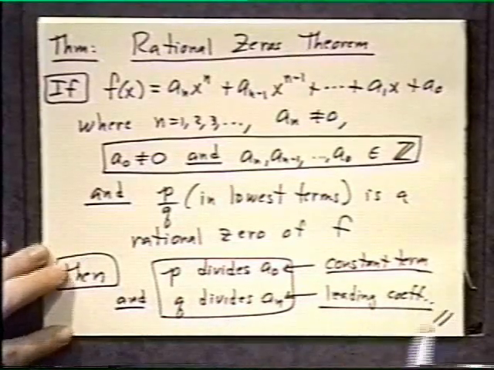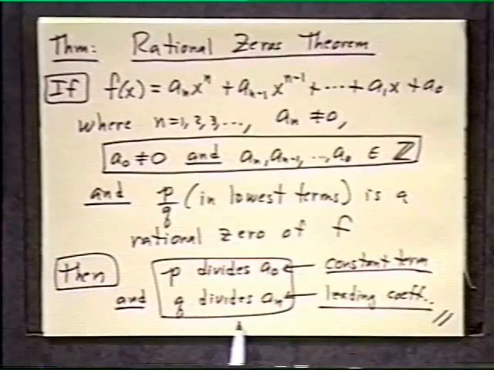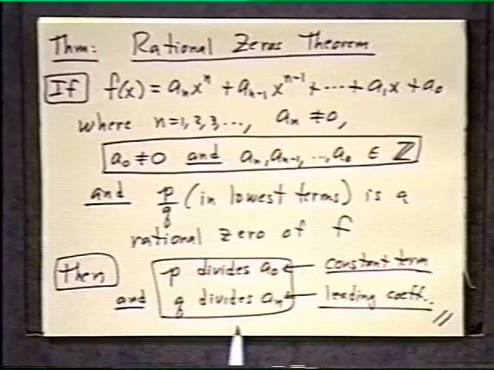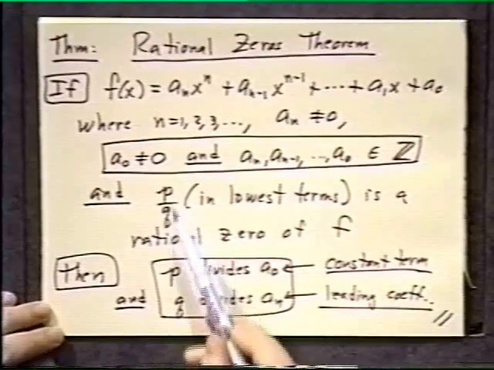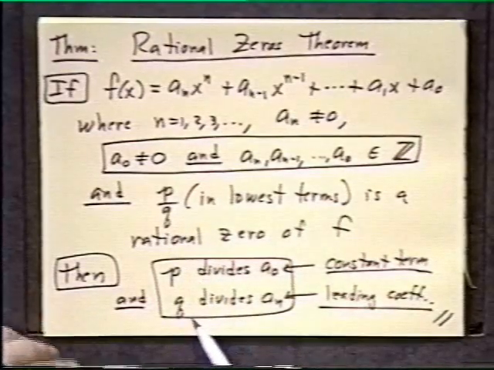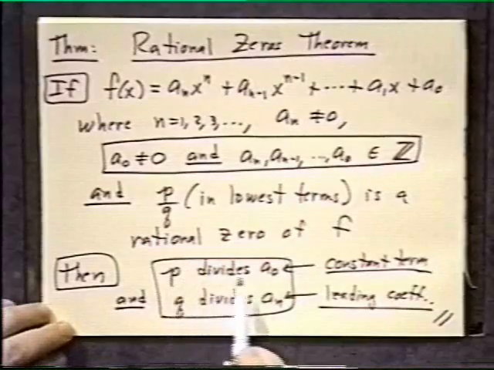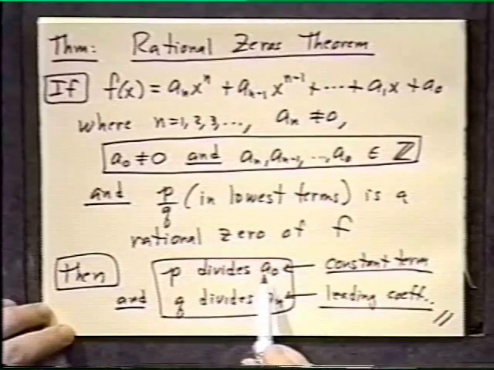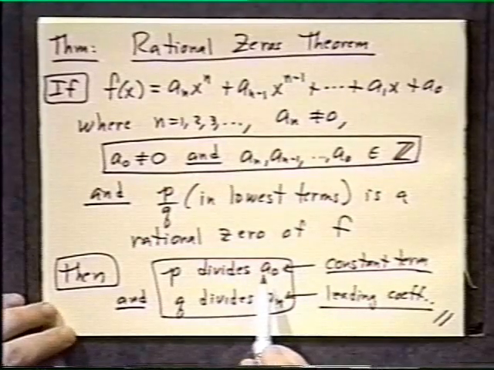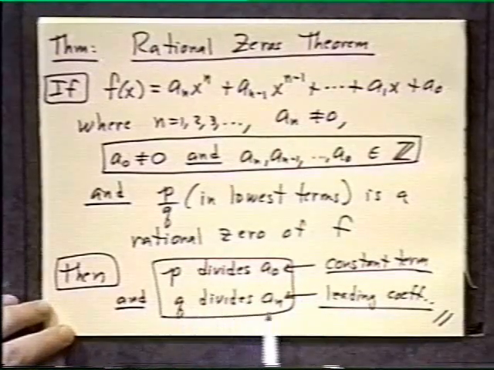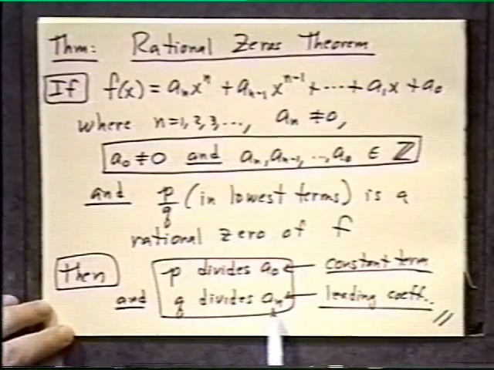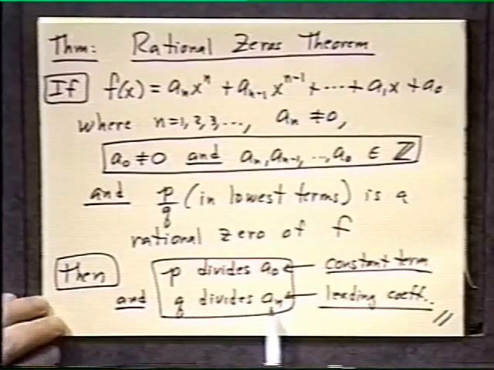So we can use this theorem, which I will not prove in general, as a way of discovering various rational zeros, because every rational zero has to have this property. So if we look at all the numbers that divide a sub 0, they are potential numerators or tops for the rational zeros. And if we look at all the divisors of a sub n, we find all the potential denominators or bottoms.